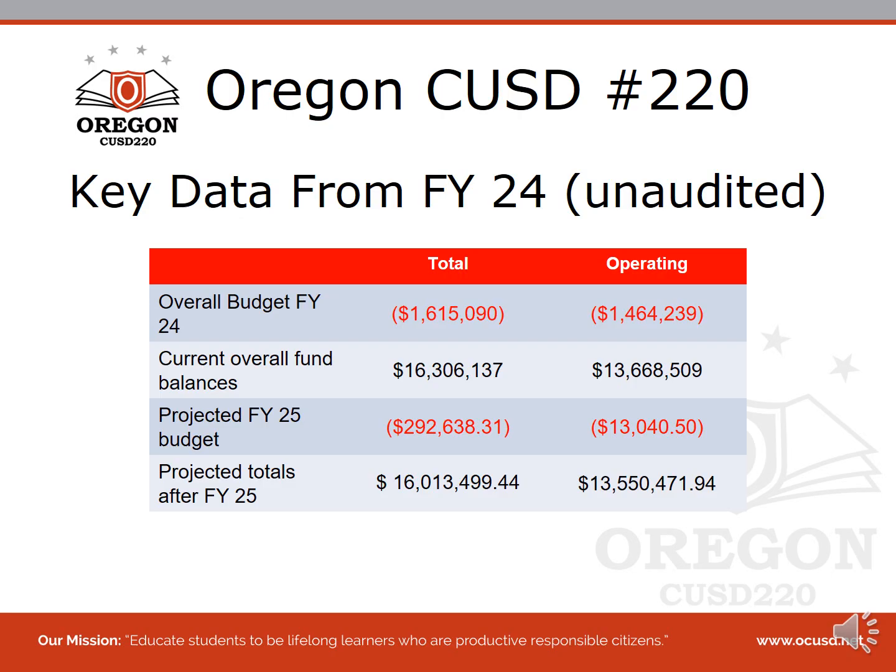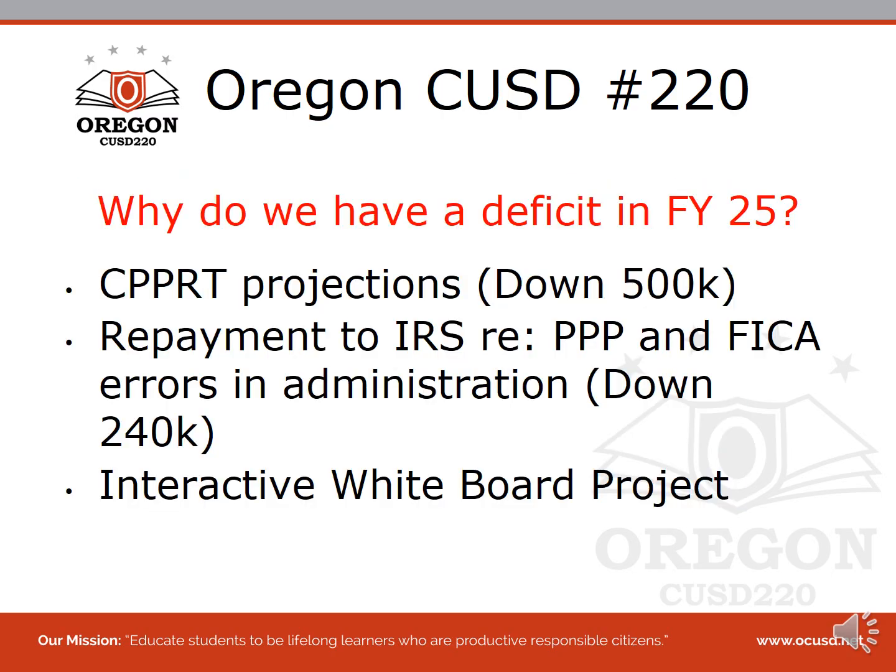You will see that we also are projecting a deficit for this year, for fiscal year 25, which I will explain in just a second. So we're expecting a deficit for three primary reasons. The first, corporate personal property replacement tax, which is a mouthful to say. The revenue projections from last year to this year for our district projected to be down about $500,000.